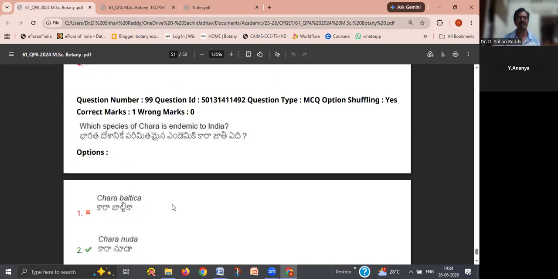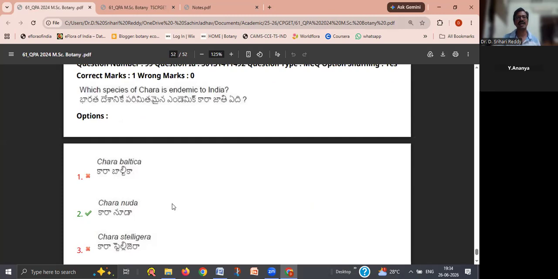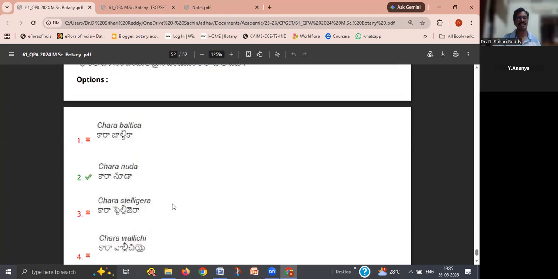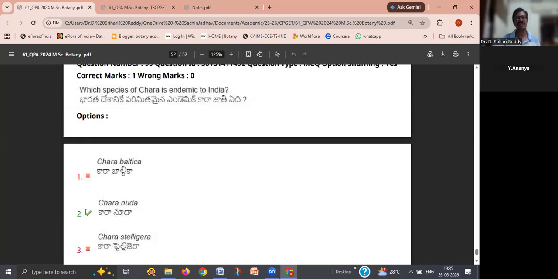Saccharomyces, or yeast. Which species of Chara is endemic to India? Chara baltica, Chara nuda, Chara stelligera, Chara valici. Here the right answer is Chara nuda. In India, this is endemic. What does endemic mean? It grows in India only, not in other countries. For example, red sanders is also endemic to some area only. It is found only in the Rayalaseema area.